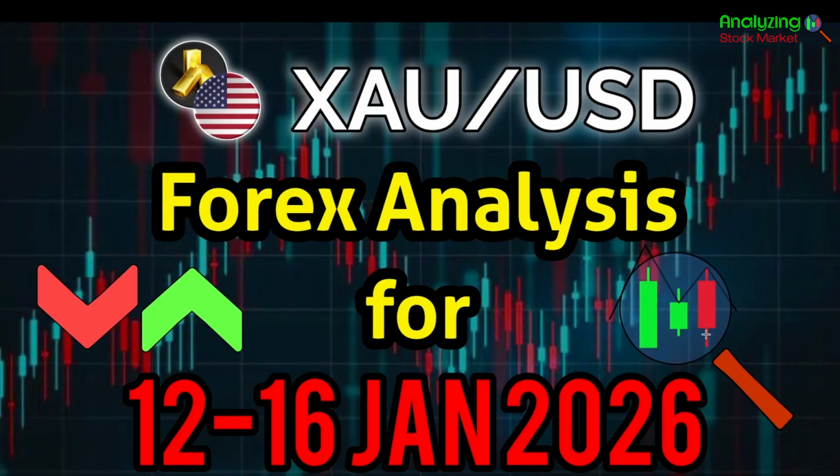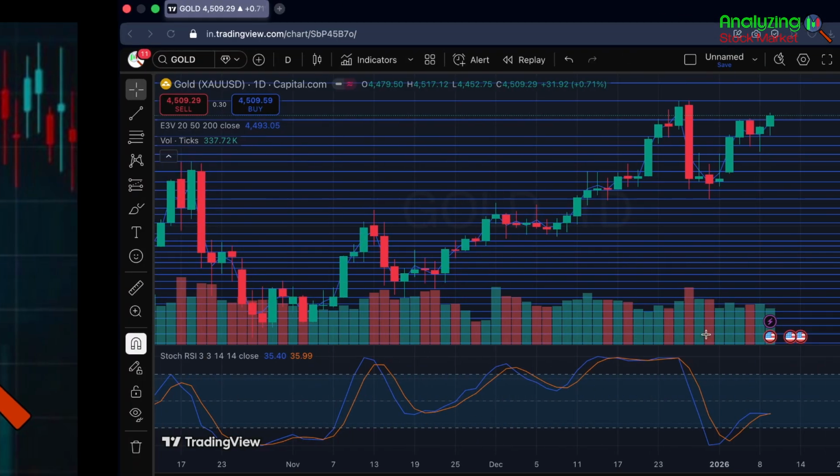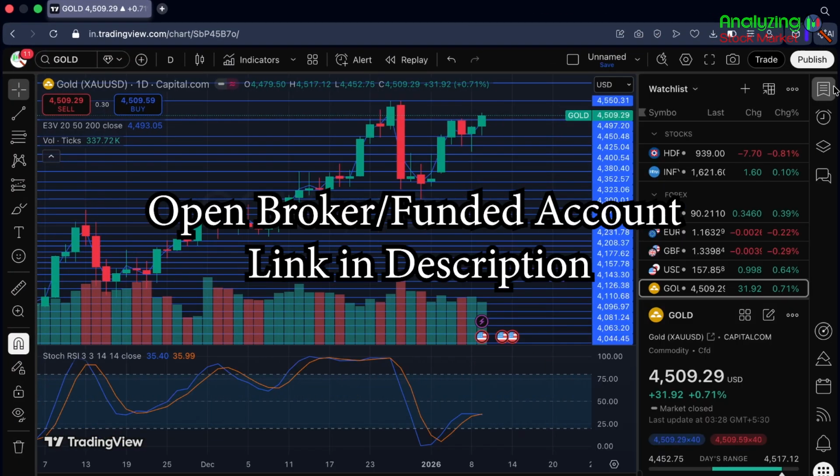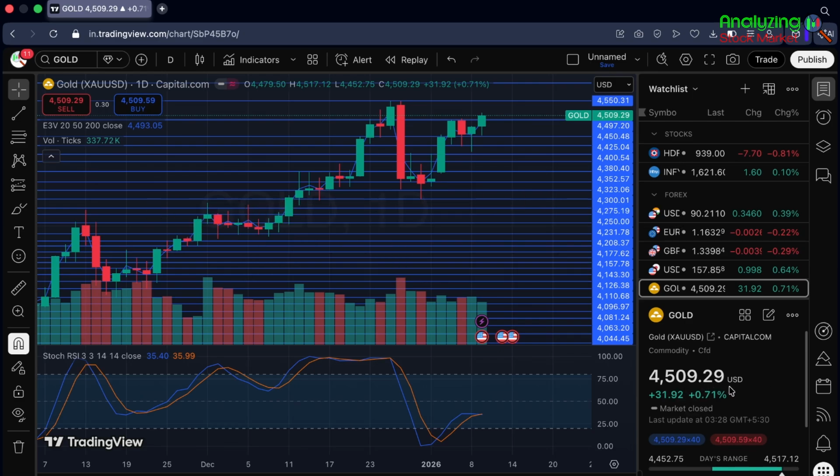So today we'll be talking about XAU USD and gold, which is gold USD pair, and we'll do the forex analysis for 12th to 16th January 2026. So let's go straight to our chart. First, let's see what happened in gold USD on Friday. As we can see, a 0.71% positive move, and 4509.29 was the closing on Friday.